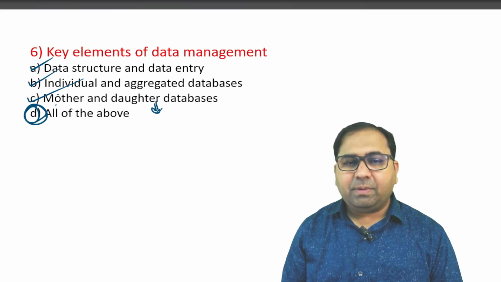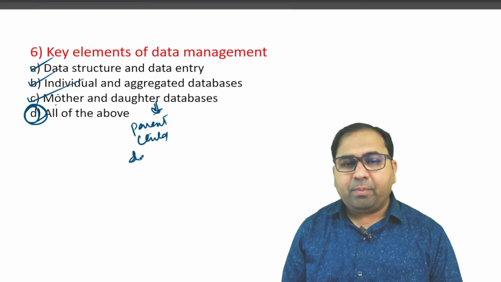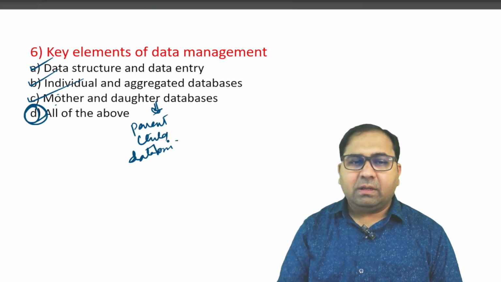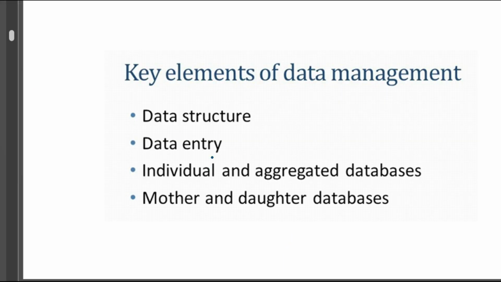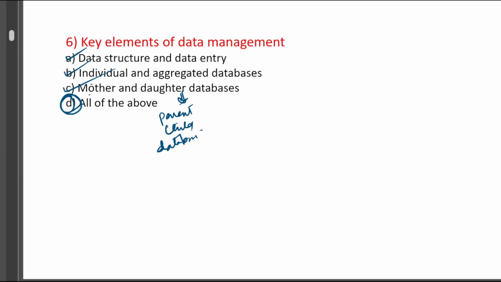Mother and daughter databases come under what is called parent child databases. Okay, parent child databases actually. So see the chart. See the key elements of data management. They are number 1 data structure, number 2 data entry, then number 3 individual and aggregated databases, and 4 is mother and daughter databases. From our question, data structure and data entry they have mentioned, individual and aggregated databases they have mentioned, mother and daughter databases also they have mentioned. So therefore we took option D, all of the above, as the answer for this question.